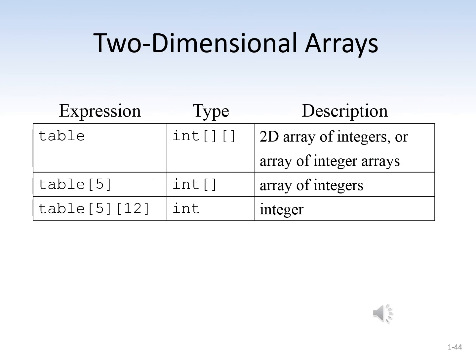Here is the syntax of various expressions and a description of those. So table, int bracket bracket, is a two-dimensional array of integers, or an array of integer arrays. table[5] is an array of integers. table[5][12] is a reference to an integer at the 6th and 13th location, row and column respectively.